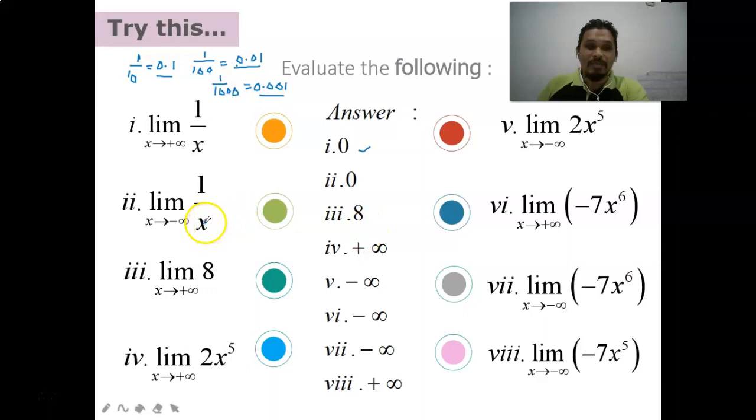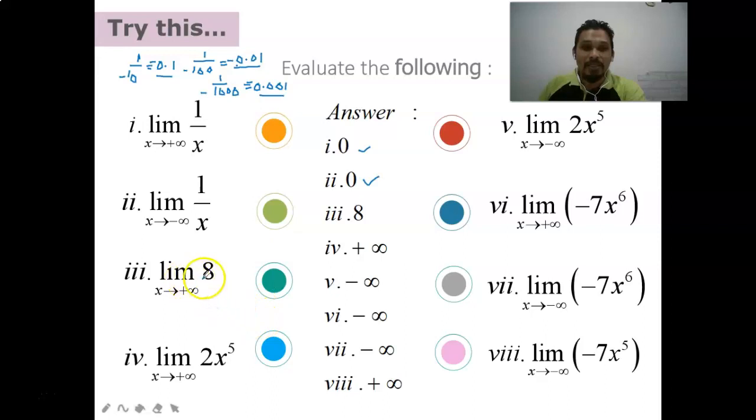And the same thing goes for this one here, x approaching negative infinity with 1 over x. Just imagine we add a negative sign here, so we come up with negative 0.1. 1 over negative 100 gives negative 0.01. 1 over negative 1000 gives negative 0.001. So it's getting closer to 0 from the left side, so we assume that it's approaching 0.